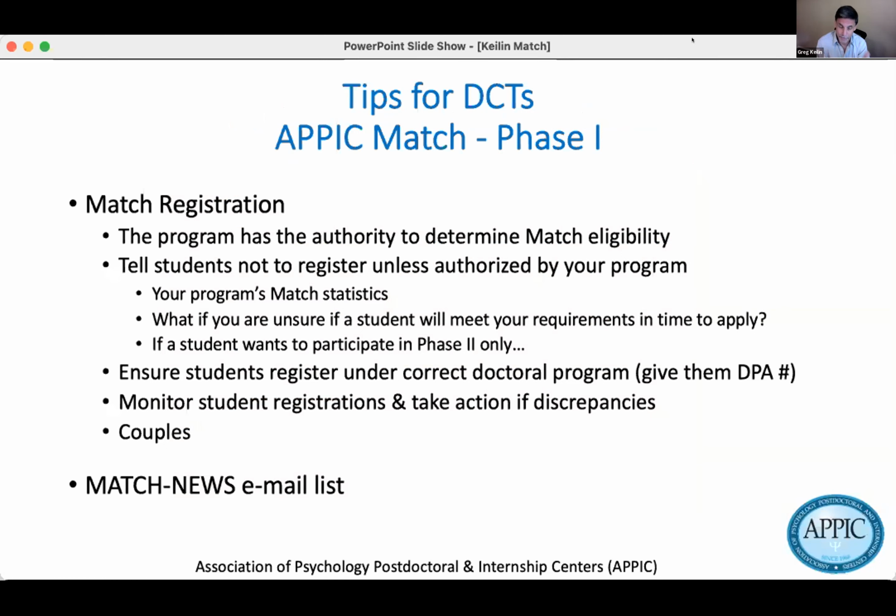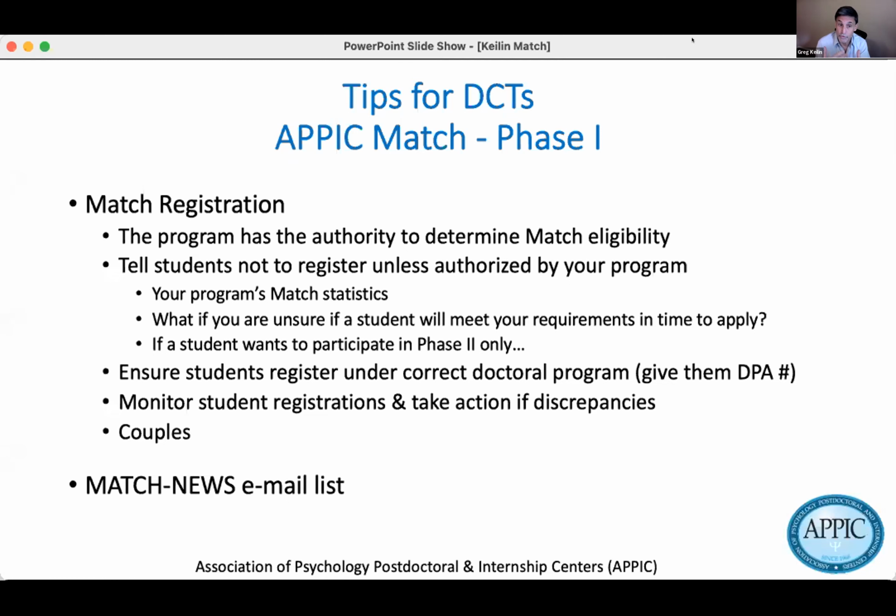The reason I put this in here is because you might be surprised how often I hear from DCTs who say something along the lines of, well, so-and-so, the faculty didn't believe they were ready for the match, but the student really insisted, so we let them participate. I want to let you know that that is not okay. A student who is not yet deemed ready should not be participating in the match.